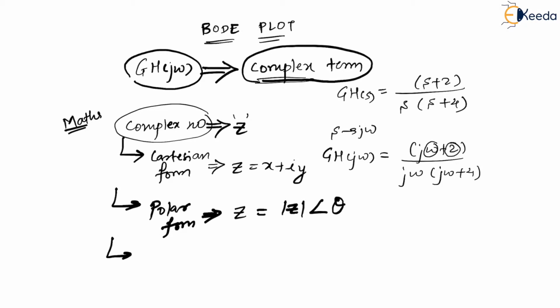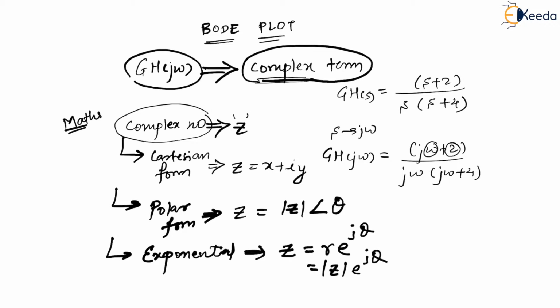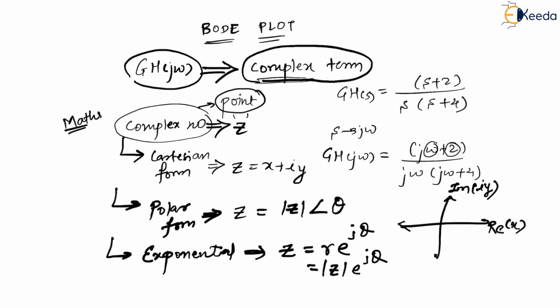And I have another form, which is the exponential form. In that form, I can show the same complex number z as r into e to the power j theta, or I can say r is mod of z, so z equals mod of z into e to the power j theta. If you remember, there was something called the Argand diagram, wherein this is the real part, which is my x, and this is the imaginary part, which is iy, right? So any complex number represents a point on the z plane.